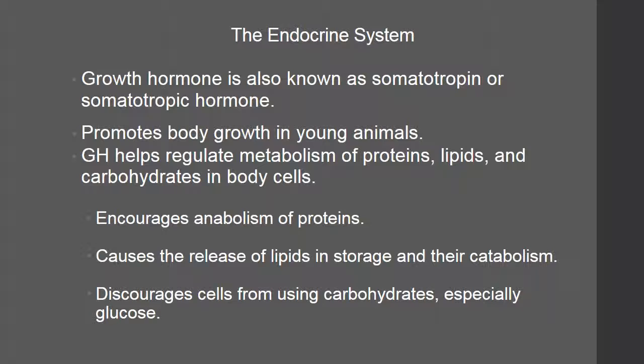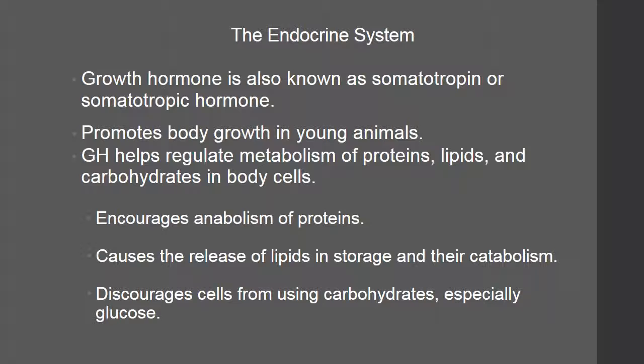To go through those in a little more detail, growth hormone is also known as somatotropin or somatotropic hormone. You need to know those terms. Soma means body, tropic means that it is a target, it has an affinity for, it likes. So growth hormone acts on the whole body. It promotes body growth in young animals, and growth hormone helps regulate the metabolism of proteins, lipids, and carbohydrates in body cells. Obviously, if you're going to grow and develop, you need to have a lot of control over how the building blocks, the proteins, the lipids, and the carbohydrates, are used.